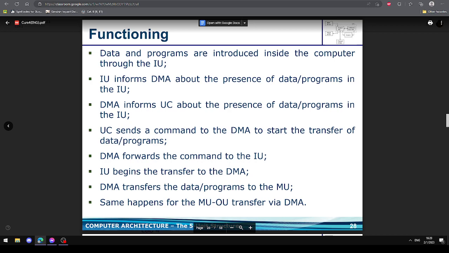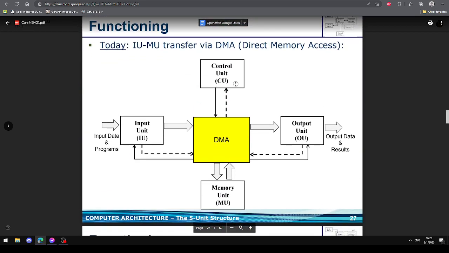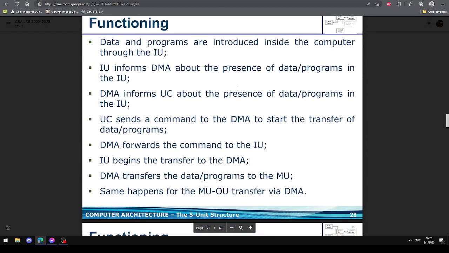Control unit sends a command to the direct memory access to start the transfer of data and programs. Direct memory access forwards the command to the input unit. Input unit begins the transfer to the direct memory access. Direct memory access transfers the data and programs to the memory unit.